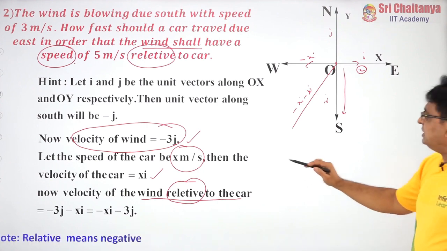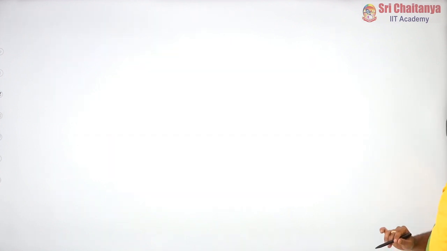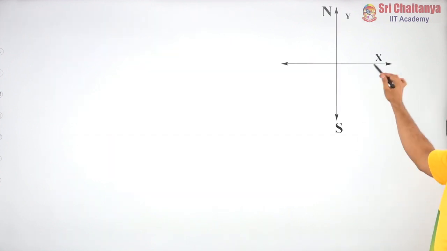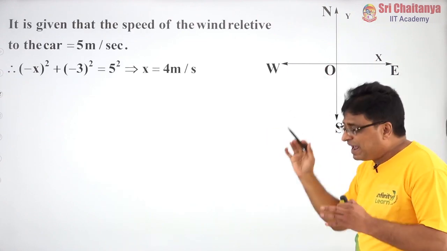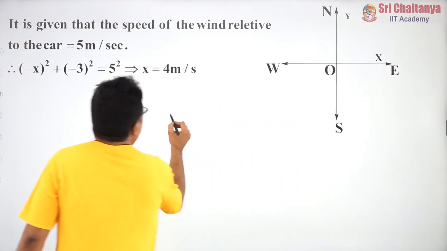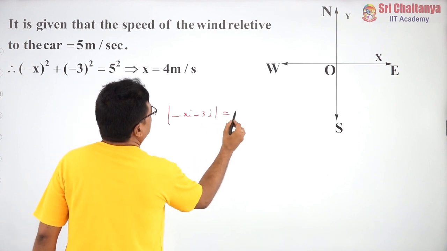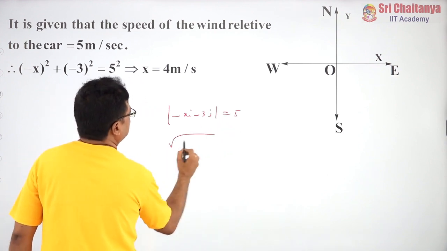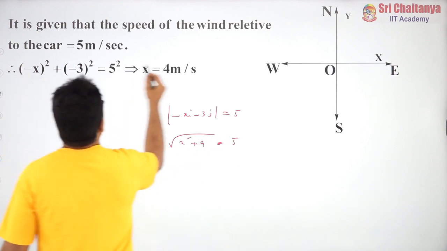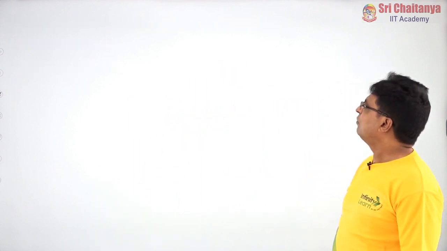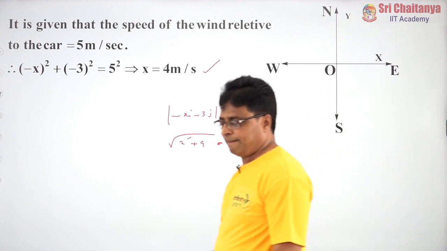Here my important point is, relative means negative, relative means negative. What is given is that the speed of the wind relative to the car is 5. So this speed means magnitude. Magnitude of minus xi minus 3j is equal to 5, that is given. That means root of x square plus 9 is equal to 5. After simplification of this, you will get x as 4 meters per second. This is what they are asking.